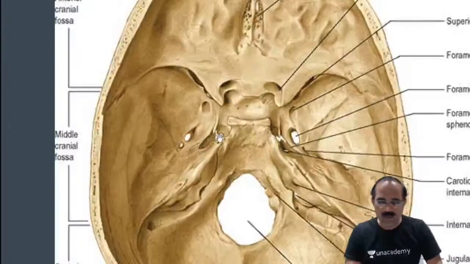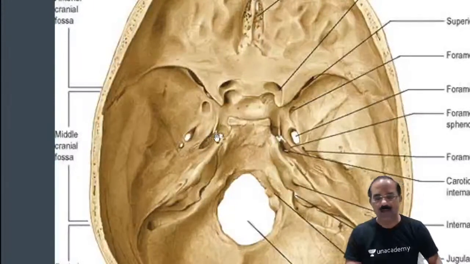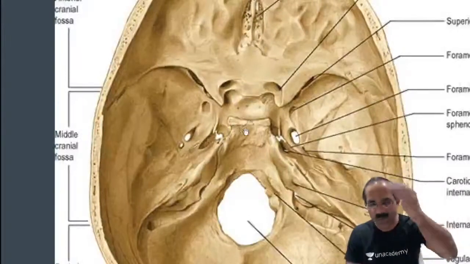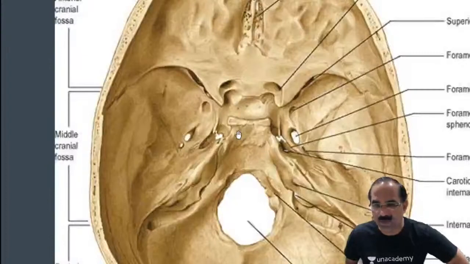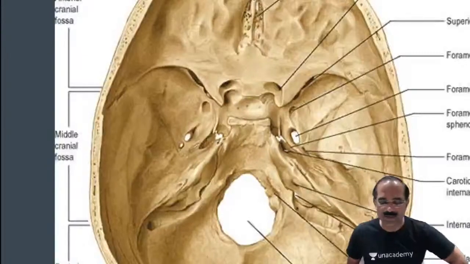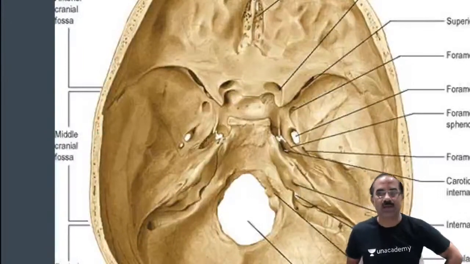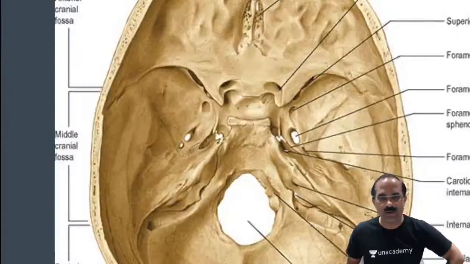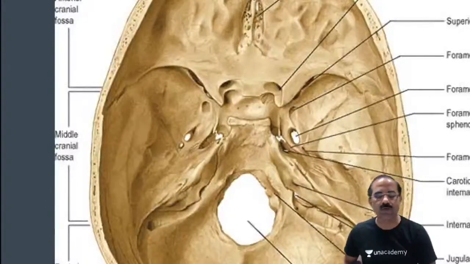And what is this big foramen here? That's the foramen lacerum. Very good. That's the foramen lacerum. And who enters the skull through the foramen lacerum? If anyone can answer this. That's the internal carotid artery and the deep petrosal nerve. Internal carotid artery and the deep petrosal nerve.